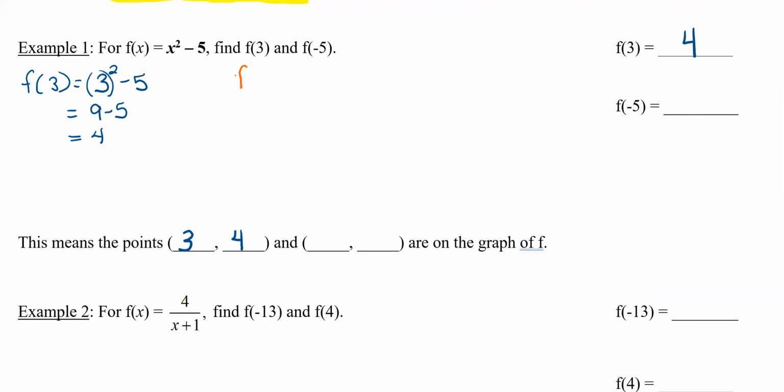If we want to find f of negative 5, we have negative 5 squared minus 5. The parentheses here are very important because this is negative 5 times negative 5, which is 25. So f of negative 5 is 20, and we can write this as an ordered pair, negative 5, 20.